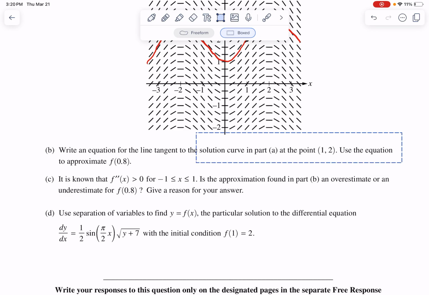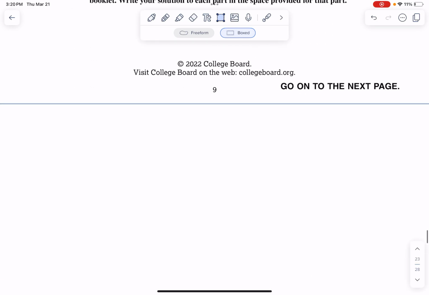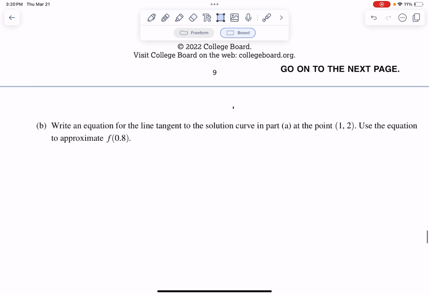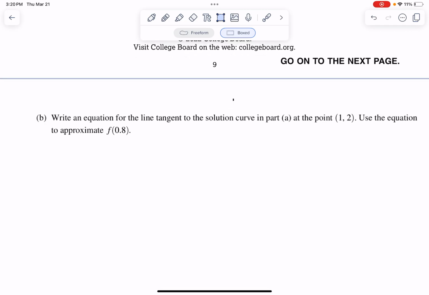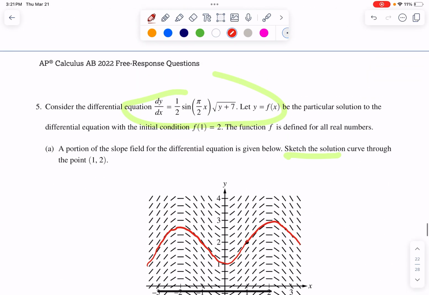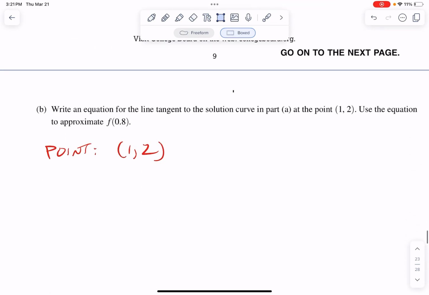Okay, now for part B, write an equation for the line tangent to the solution curve at a specific point. So if I want to find a tangent line, I need a point and a slope. So I will say point 1, 2. I'm just going to label that for my own edification. And now here, I'm just going to copy this so I can see it. So it would be on the same page when you're doing it.